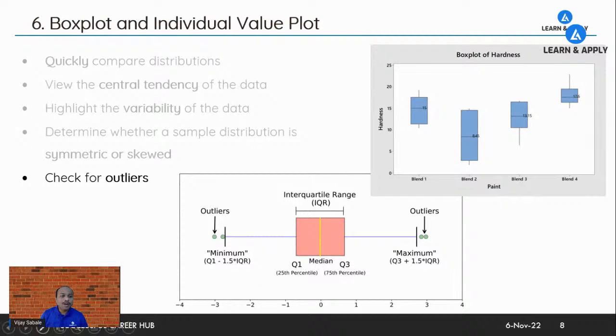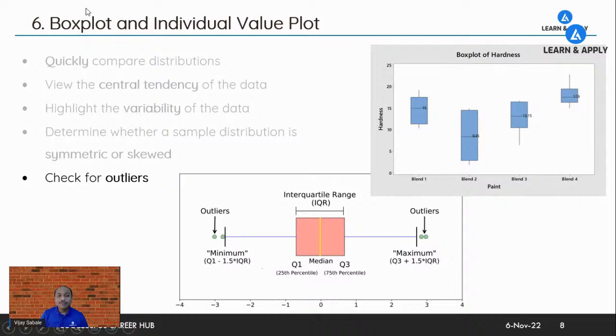It is also used to identify outliers. Outliers are nothing but unusual observations, or we can also say these are mistakes in the data collection, that will be highlighted by the box plot very easily. This is the most powerful tool again when we are going for comparison.